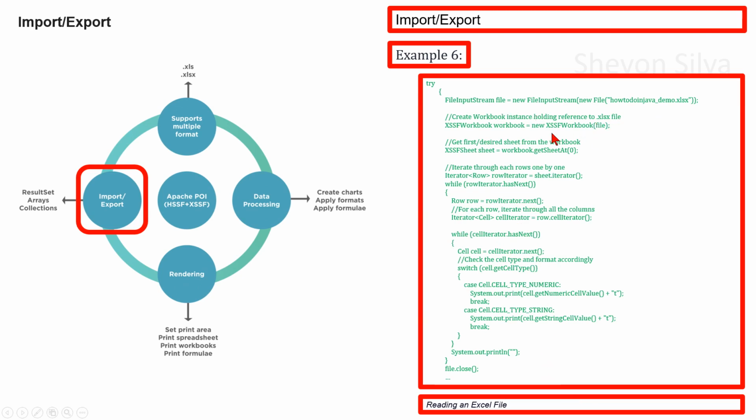In this code, you can see create workbook instance holding reference to .xlsx file. Here you can see get first desired sheet from the workbook. Here you can see iterate through each row one by one. Here you can see for each row iterate through all the columns. Here you can see check the cell type and format accordingly.